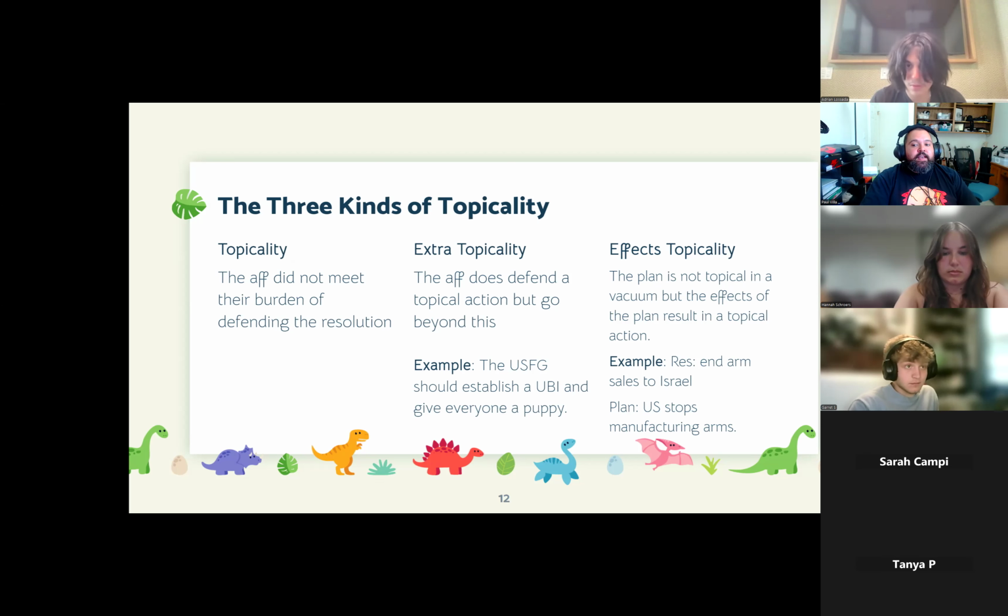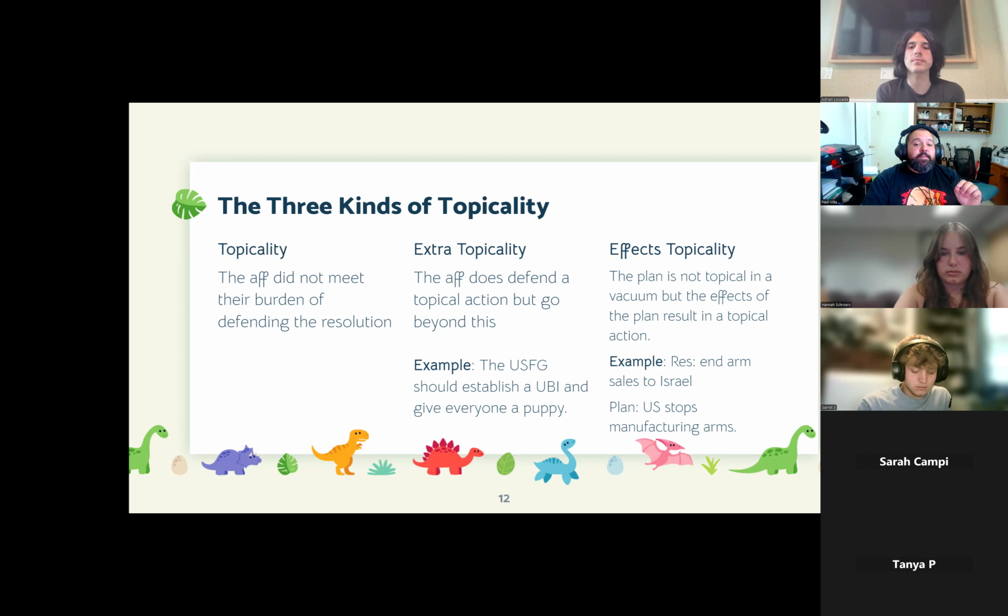Effects topicality is that the plan is not topical in a vacuum, but the effects of the plan result in a topical action. So if the resolution was end arms sales to Israel, and the plan was the US should stop manufacturing arms, in effect, that would likely result in us no longer selling weapons to Israel. So that is topical in its effects. But obviously, stopping manufacturing of arms in and of itself is not topical. Now, you could also argue that this specific plan text is extra topical because it goes beyond the resolution and does et cetera, et cetera, et cetera.